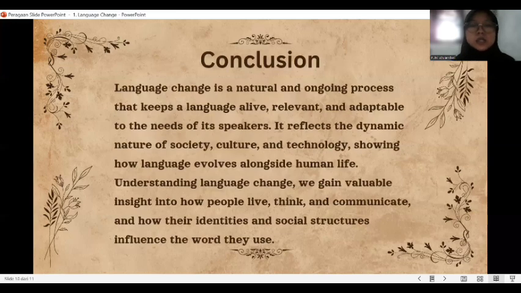And the conclusion is language change is a natural and ongoing process that keeps a language alive, relevant, and adaptable to the needs of its speakers. It reflects the dynamic nature of society, culture, and technology, showing how language evolves alongside human life. Understanding language change, we gain valuable insight into how people live, think, and communicate, and how their identities and social structures influence the words they use.